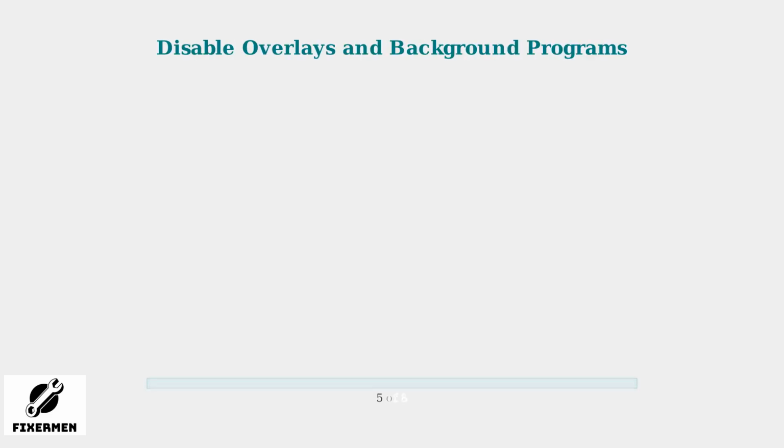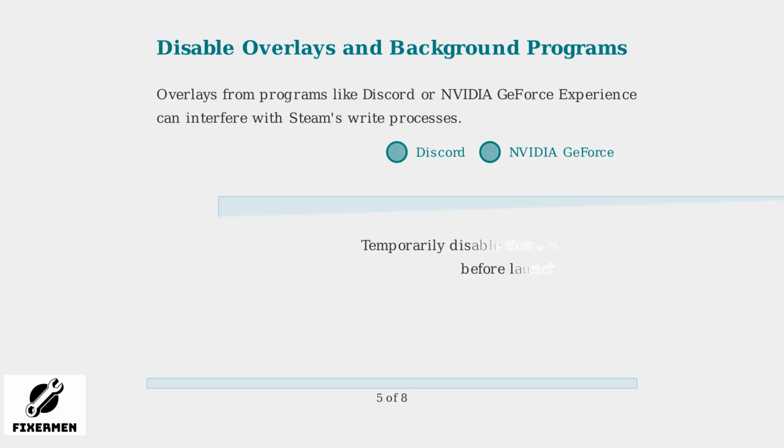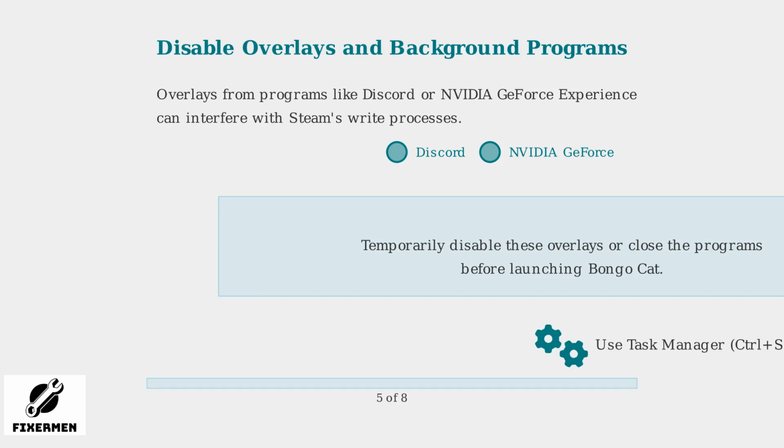Overlays from programs like Discord or NVIDIA GeForce Experience can interfere with Steam's write processes. Temporarily disable these overlays or close the programs completely before launching Bongo Cat. You can use Task Manager by pressing Ctrl-Shift-S to close unnecessary background processes.